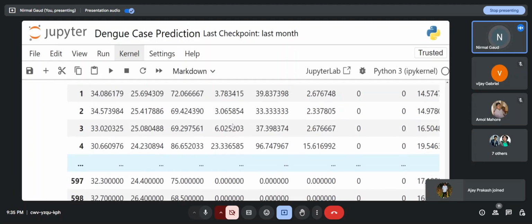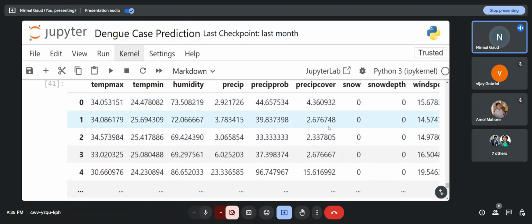This is my data frame. I kept snow and snow depth also, though they have zero values. But still, let it be. They are environmental factors. They don't have a direct, but maybe an indirect relationship, anyhow, for the dengue disease.